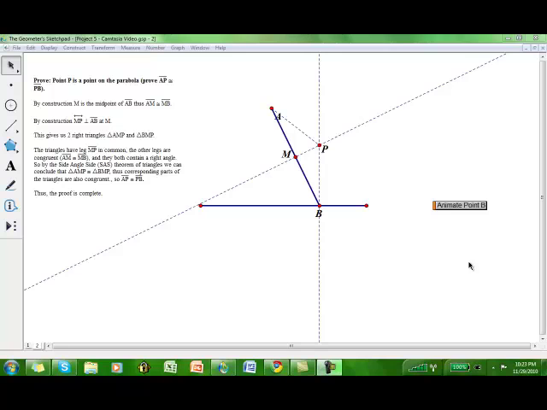Now that we have this construction, we can play with it a little bit and see how the distance between A and the directrix changes the shape of the parabola. I have selected to trace point P and animate point B. So here's what the parabola would look like right now.